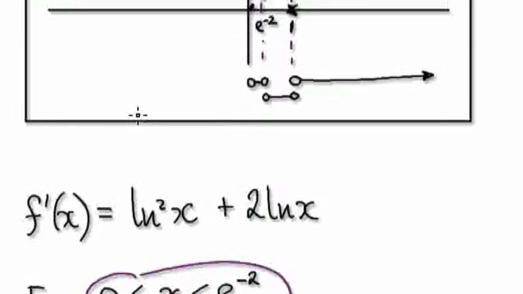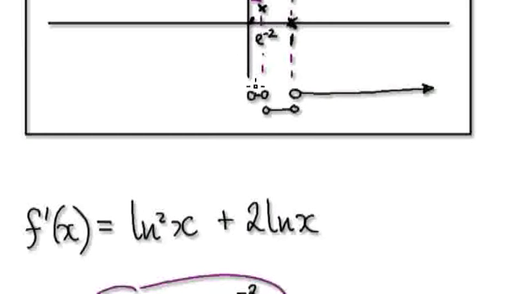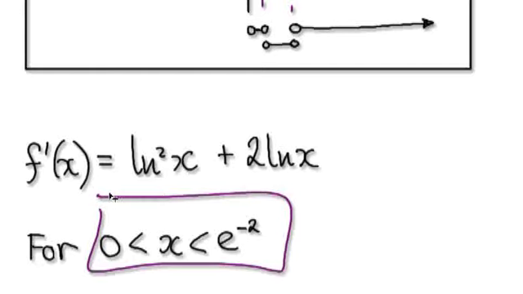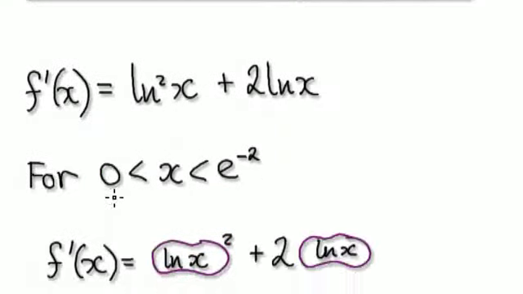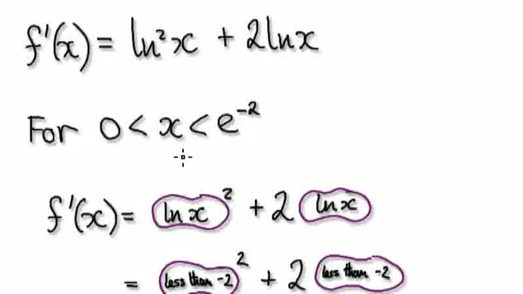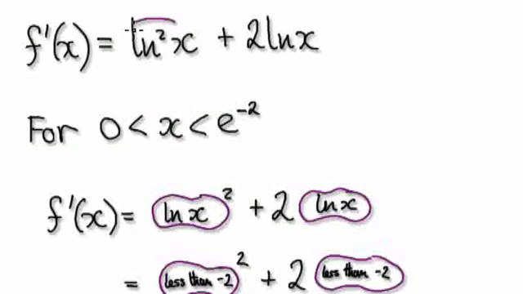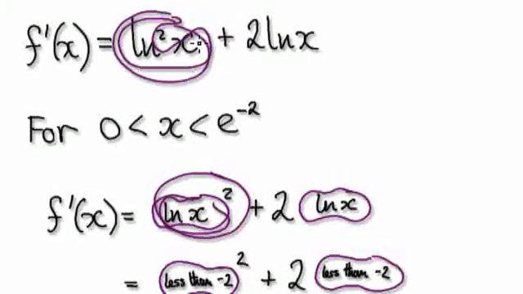So it's between zero and e to the power of minus two. So that's this interval here. Okay, so hang on, f prime. In this region here, what we've got here is natural log of x squared. That's what we've got here. And then here we've got two times the natural log of x.